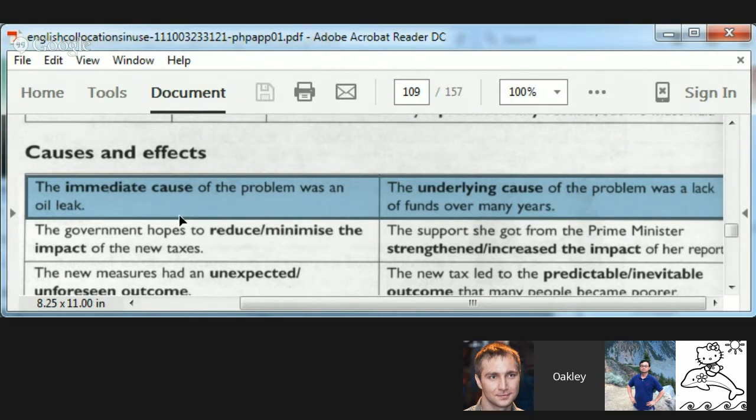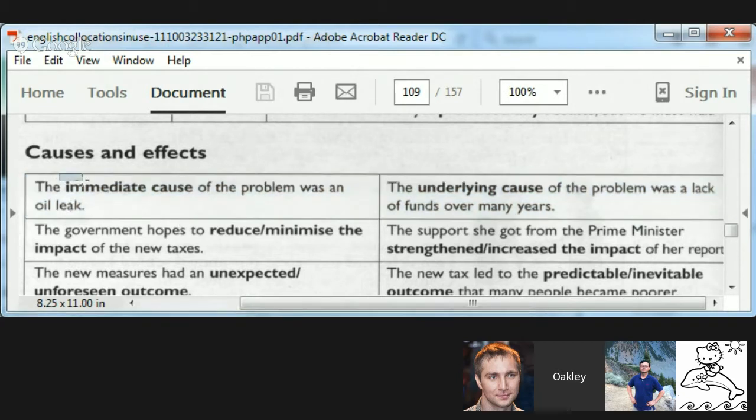The immediate cause of the problem was an oil leak. The underlying cause of the problem was the lack of funds over many years. Okay, what is the difference between these two collocations? Immediate cause of the problem, and underlying cause of the problem. It suddenly happened. Immediate cause? You mean the first one? Suddenly happened. We didn't know about that. Oh, it's kind of a shock.